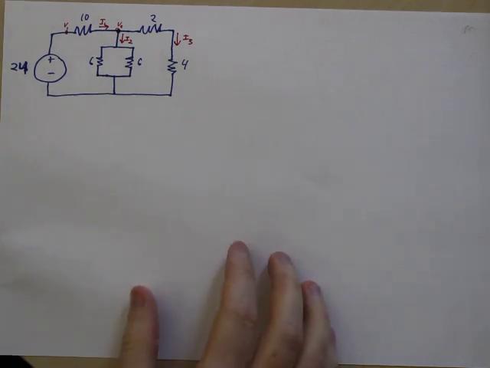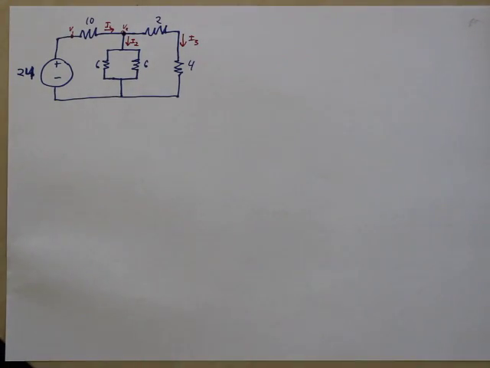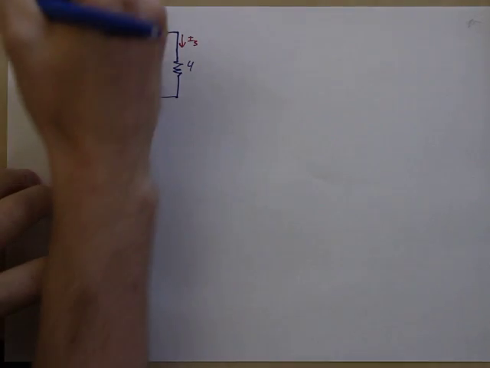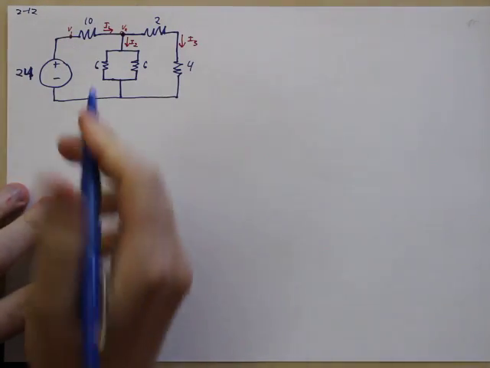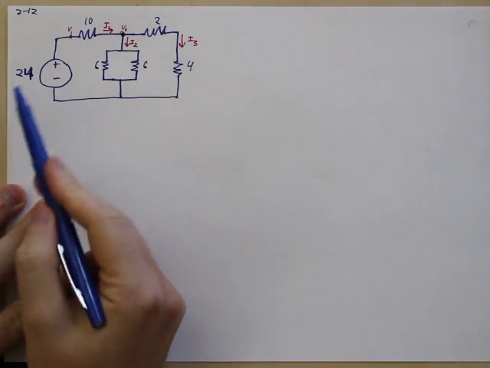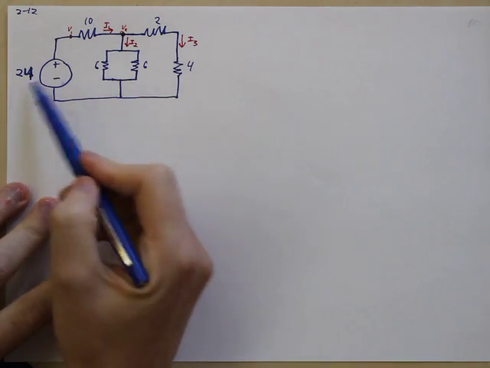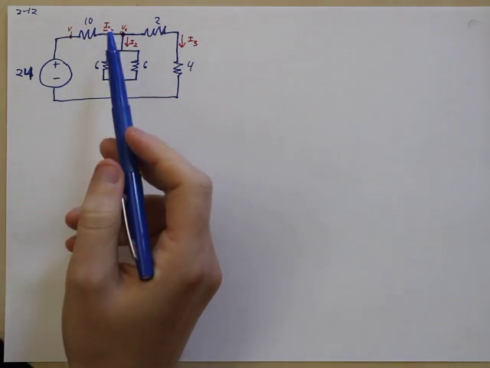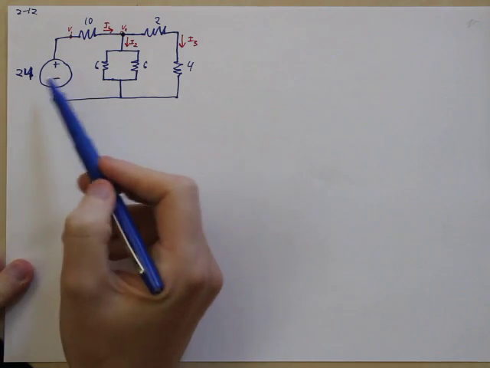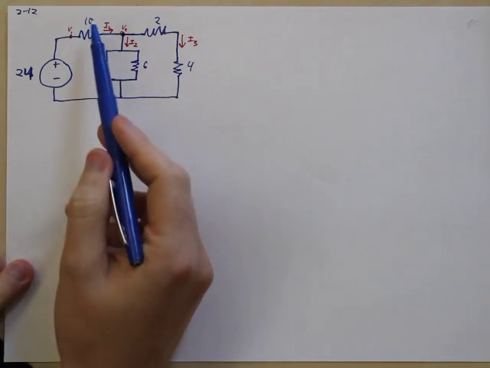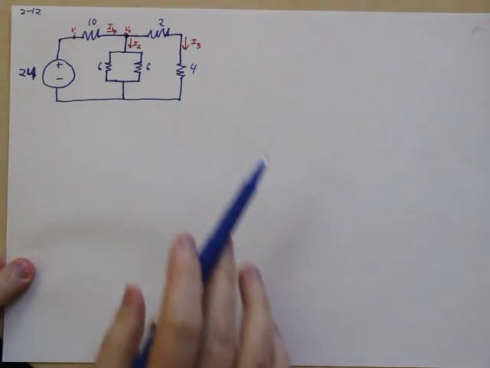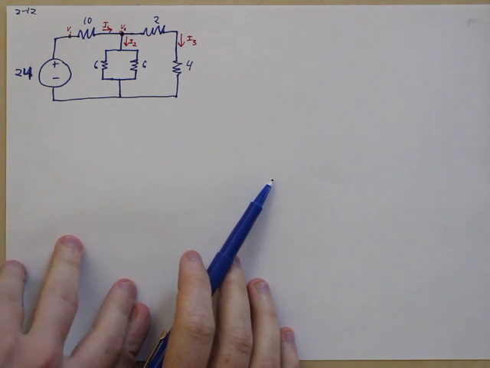So in this problem we have example 2-12. And so what we have here is a 24 volt source. I took units out right now just so we can get the numbers through. I presume you know by now this is a voltage source, this is a resistor, these are resistors. There's no prefixes to anything, they're just normal resistances.